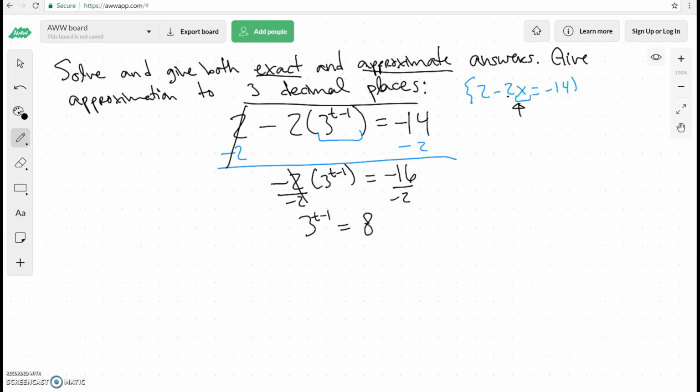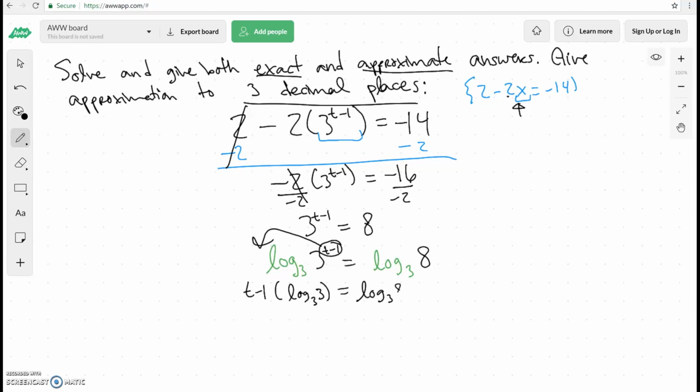Okay, now after that, we want to get rid of that exponential. So what we usually do is take the log of both sides. Usually we could apply any logarithm that we want. In this case, we can apply a log base 3 to both sides of the equation. The reason we're applying a log base 3 is because then it's really easy for me to get rid of that 3 there. By the properties of logarithms, the exponent is going to go to the front. So I'm going to get t minus 1, then log base 3 of 3 is equal to log base 3 of 8.